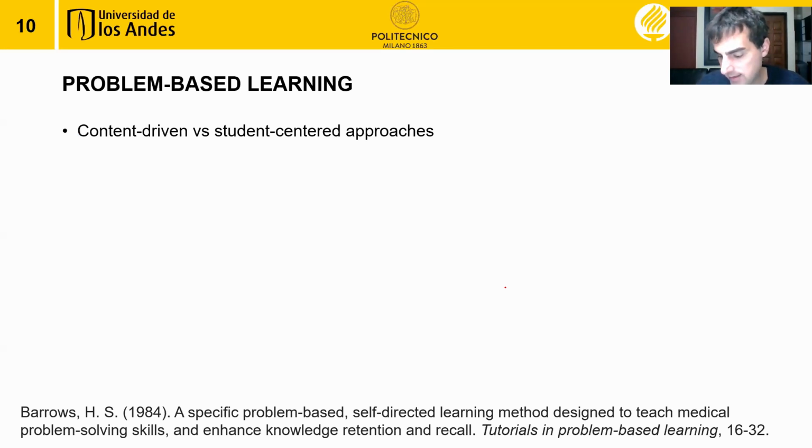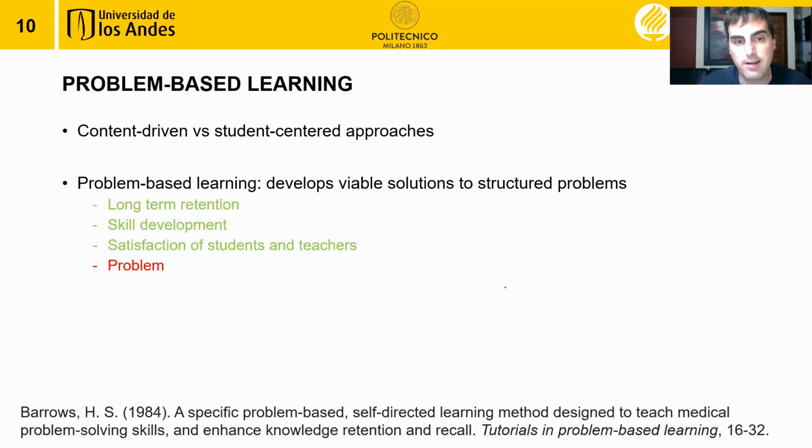Concerning the theoretical framework, we will use problem-based learning, which is a student-centered approach in which students follow a self-directed learning strategy, collaborative learning, and also a strategy in which learning is related to practice. The idea here is to develop a viable solution to unstructured problems. So problems that are not already formalized with requirements and so on.